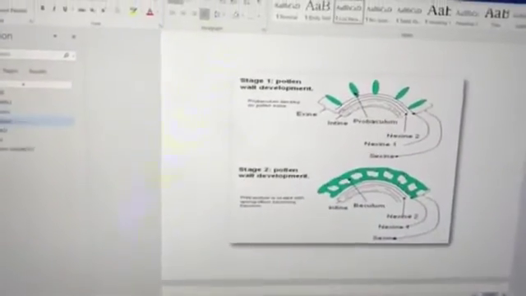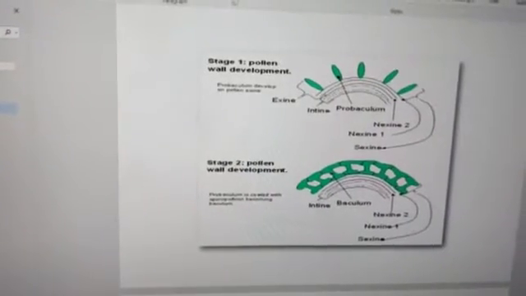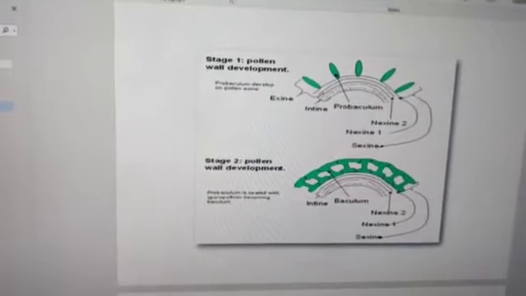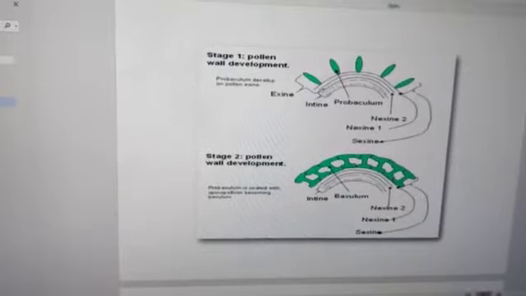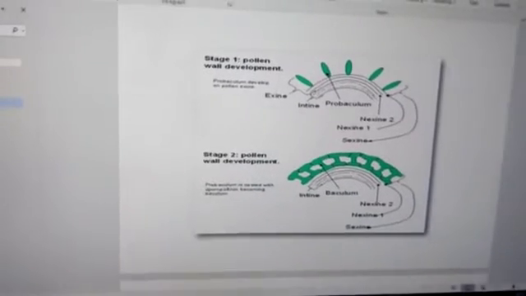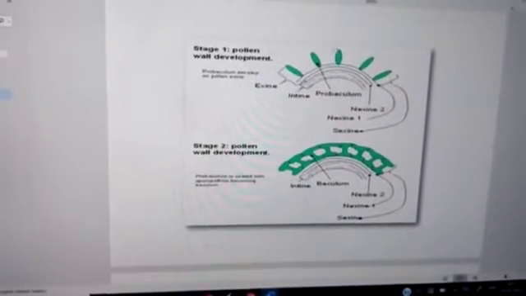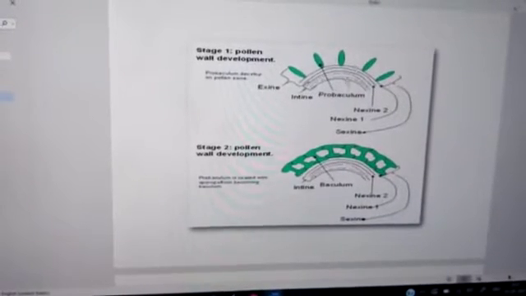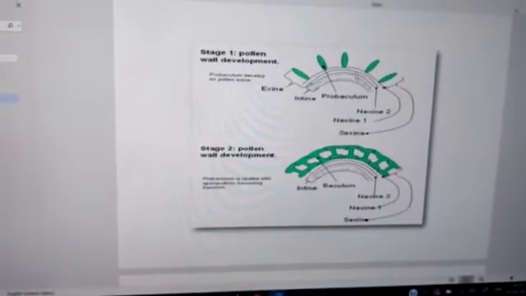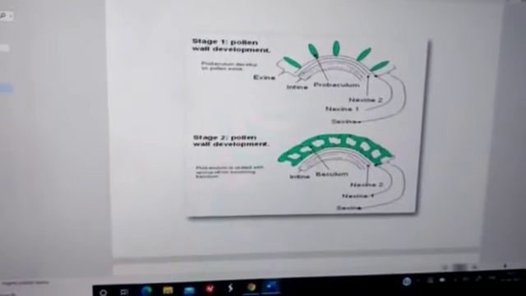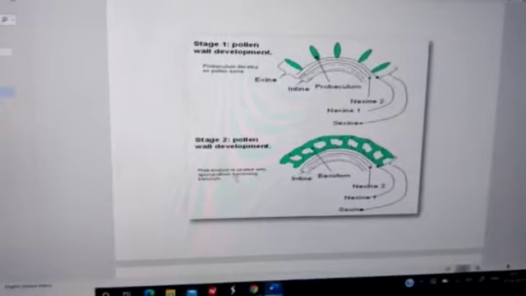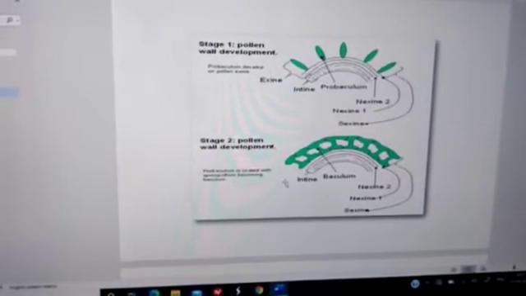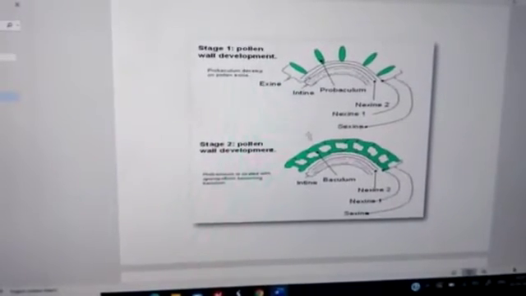Here we can see in the diagram the first stage of pollen wall development. Here you can see that probacula are present. Material is then deposited over their head surface, and they get broadened and fuse with each other on their upper surface, and the probaculum converts into the baculum. And then the second stage, here we are showing the probaculum coated with sporopollenin and forming the bacula. You can see in this diagram.